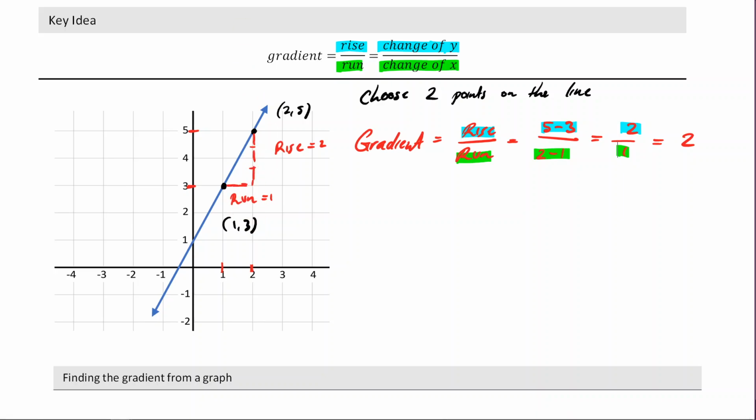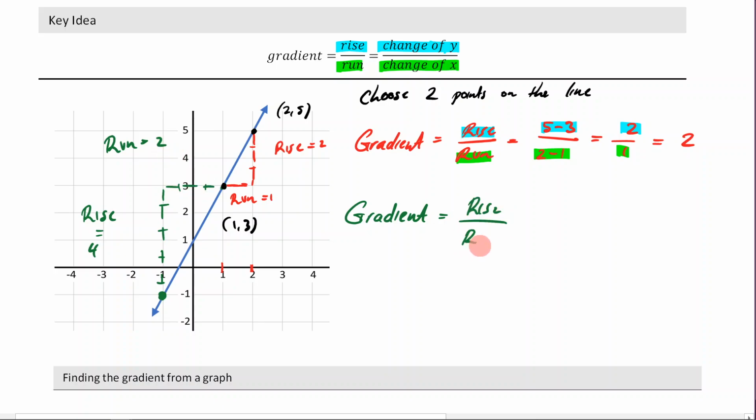Now, I also want to talk about the fact that it doesn't matter the points you choose. They're always going to have the same gradient. So let's actually find the gradient again, but choose another point. Let's choose this point down here, and we'll come up to this point there. So this time, my rise and run are going to be a bit different. My rise this time will be 1, 2, 3, 4. And my run this time will be 1, 2.